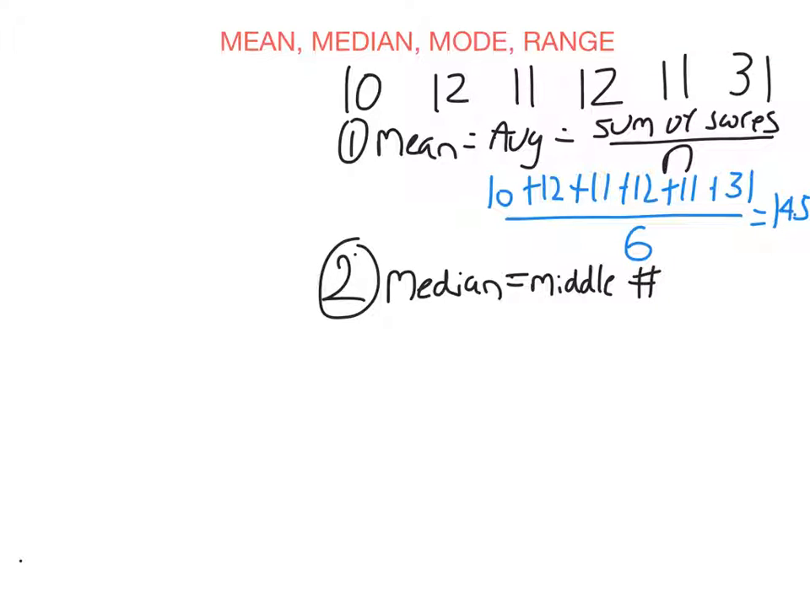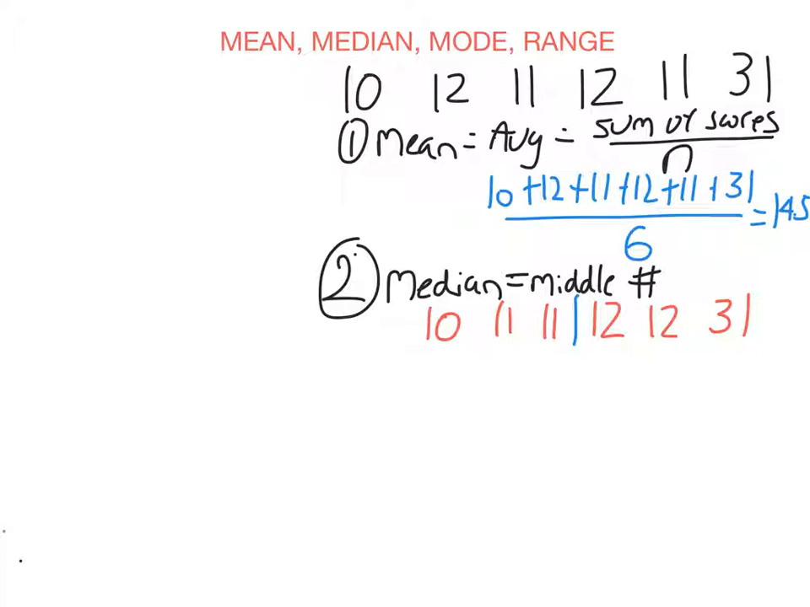Now, they have to be in order from smallest to largest. So the data up there is not. So first I'm going to write it in order from smallest to largest. Now, there are 6 scores, and the median is the point where there are the same number of scores above it as below it. So here is the median.